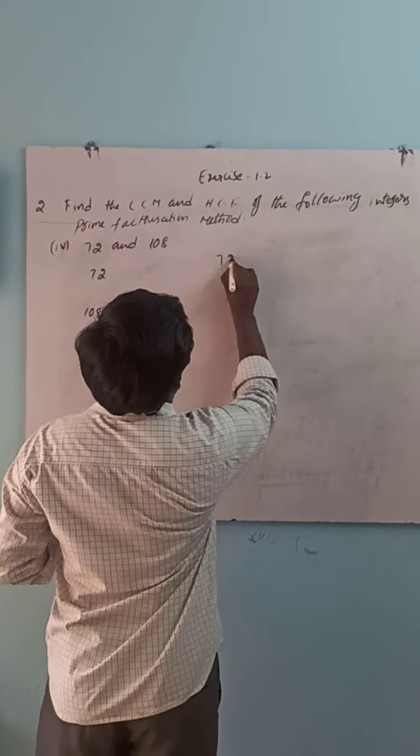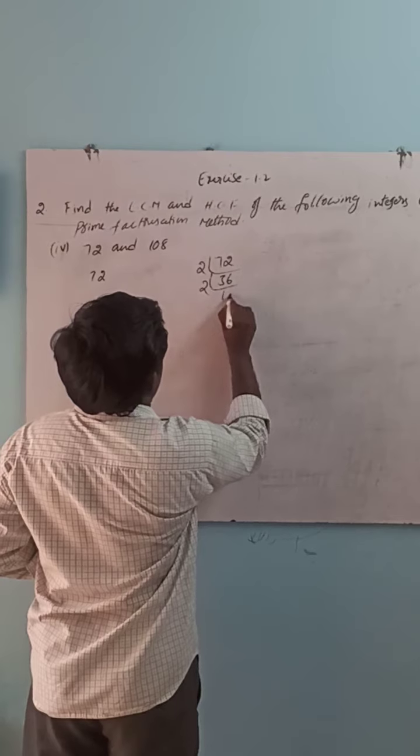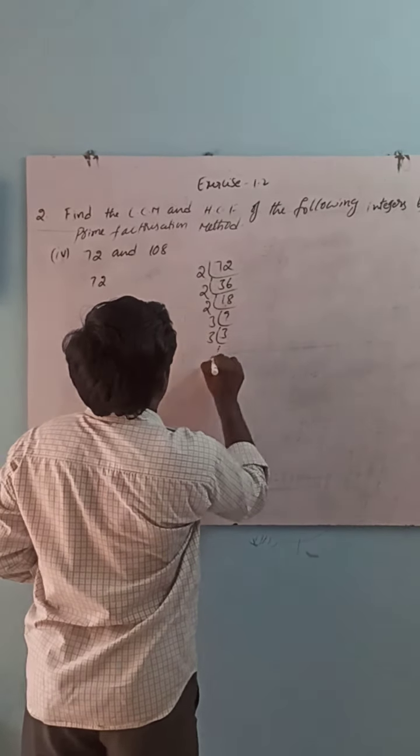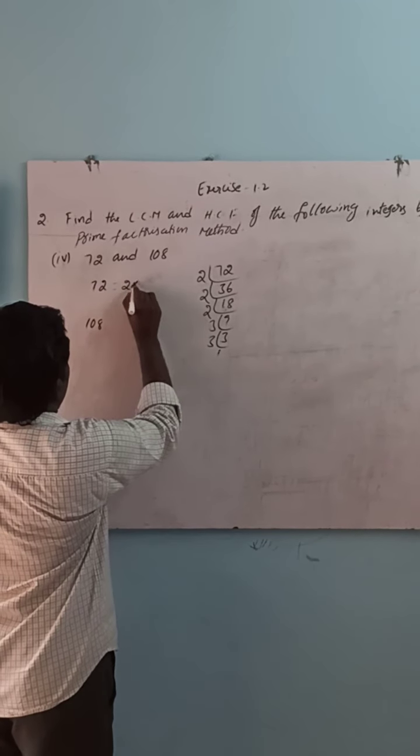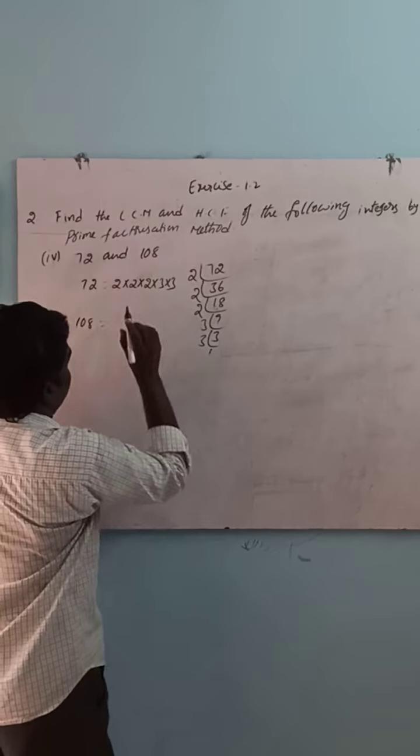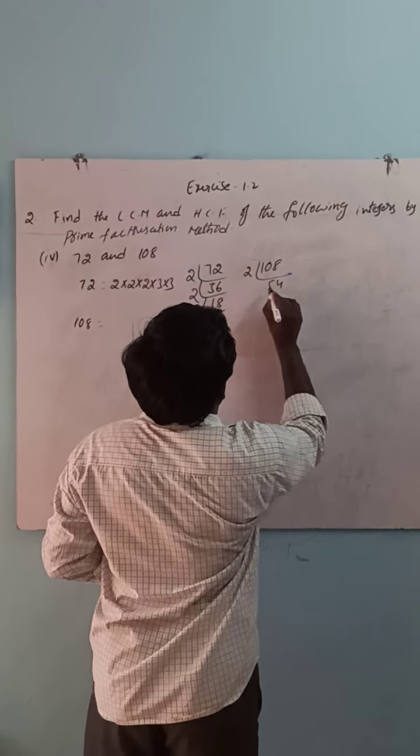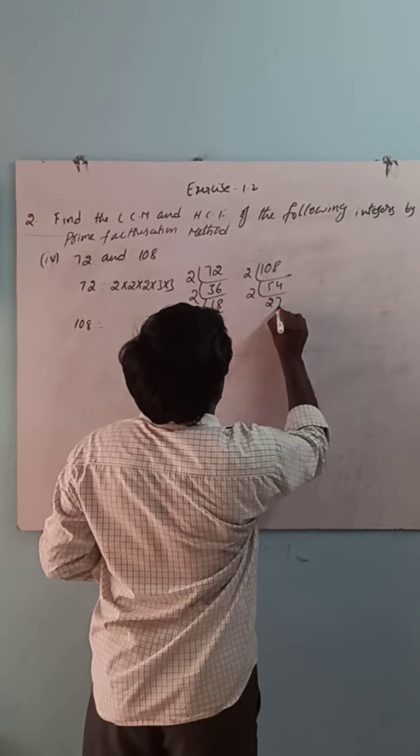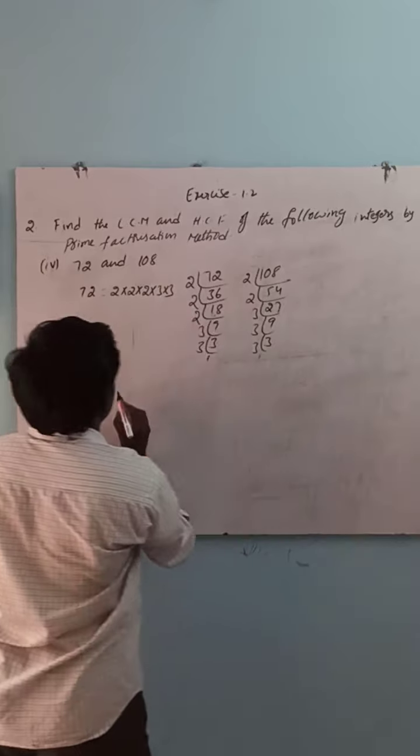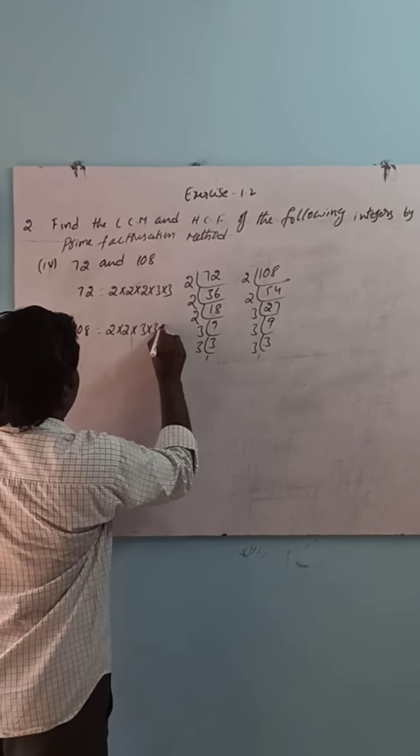Fourth one, 72 and 108. Okay, 2 36s are 72, 2 18s are 36, 2 9s are 18, 3 3s are 9, 3 1s are 3. That is 2 into 2 into 2 into 3 into 3. Same, 108 also we can write as 2 54s, 2 27s, 3 9s, 3 3s, 3 1s. So we can write it as 2 into 2 into 3 into 3 into 3.